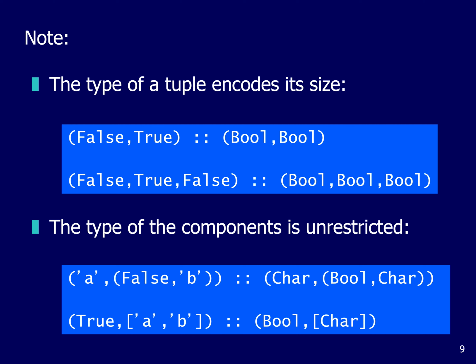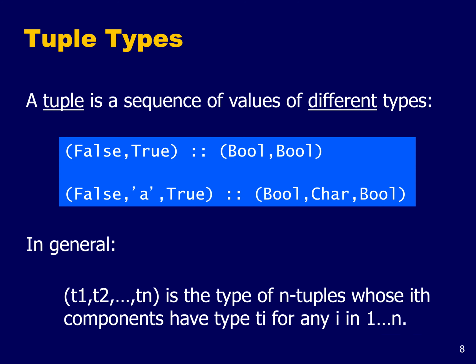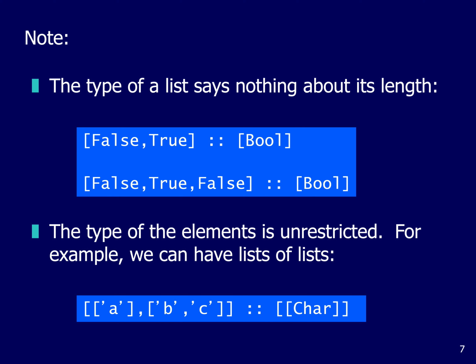A couple of things to note about tuple types. The first point is that the type of a tuple tells you how many things are in it. It encodes its size, and it also tells you exactly what type the things are as well. Look at these two examples here. Here we have a pair comprising false and true, and it has type pair of booleans. And then we have a triple comprising false, true, and false, and this is a triple of booleans, bool, bool, bool. This is in contrast if we look back to the same example here. Here we had a list with false and true, and a list with false, true, and false, and we see that they had the same type. They both had type list of bool.